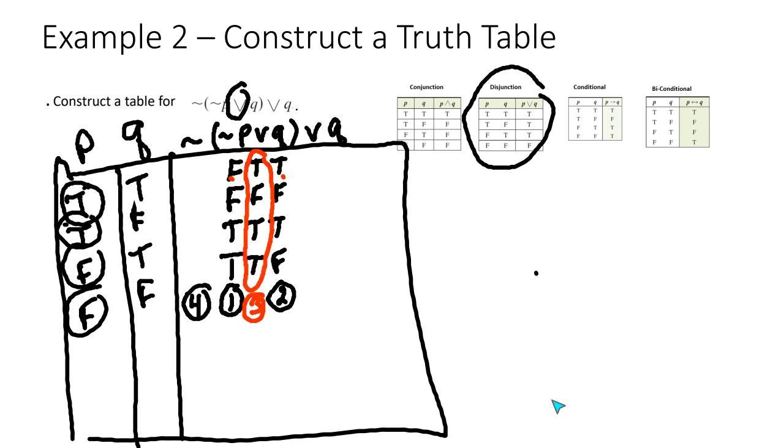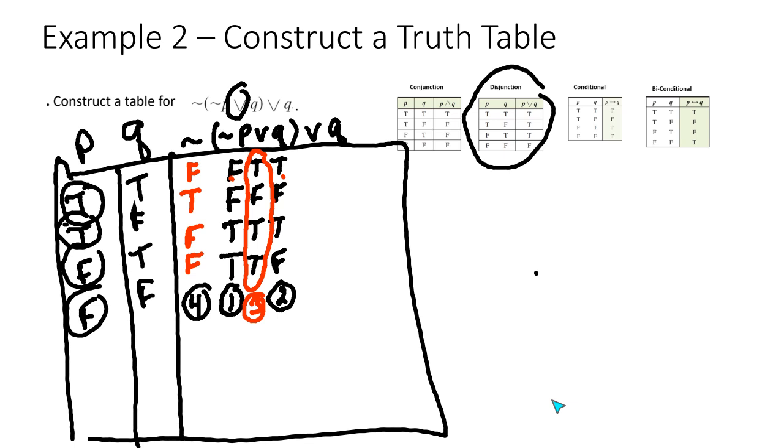So you always want to go back to the last column that you did. So the negation of T is going to be false. The negation of false would be true. The negation of true would be false. The negation of true would be false. Okay, so now we already did everything on the left side.